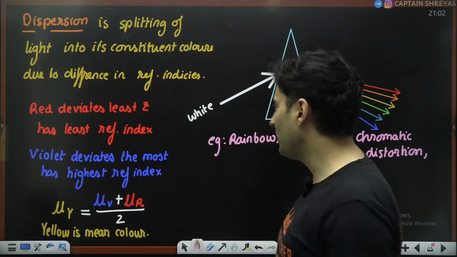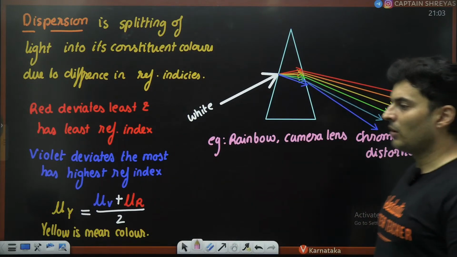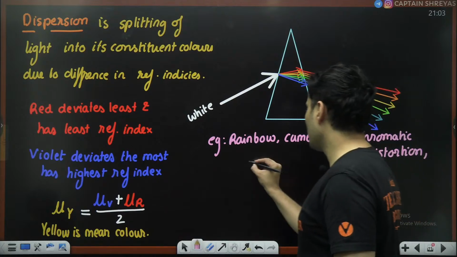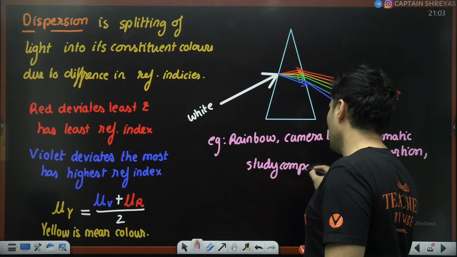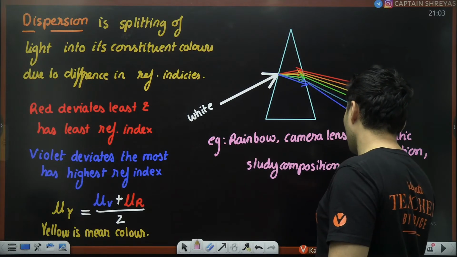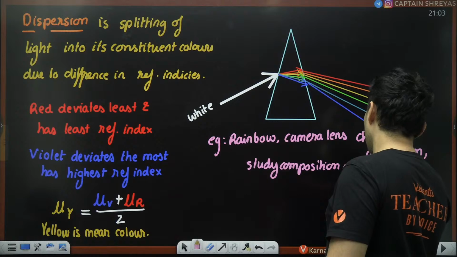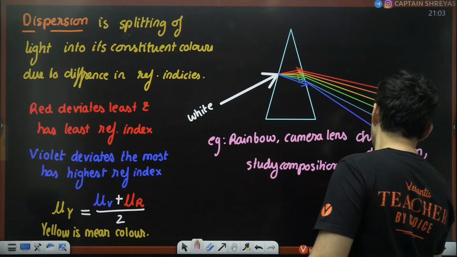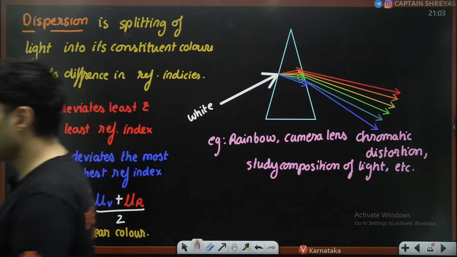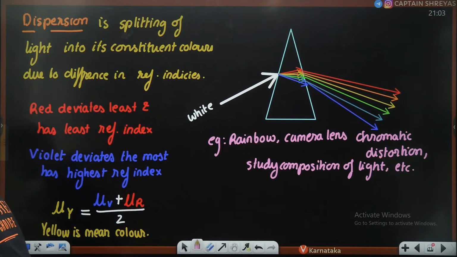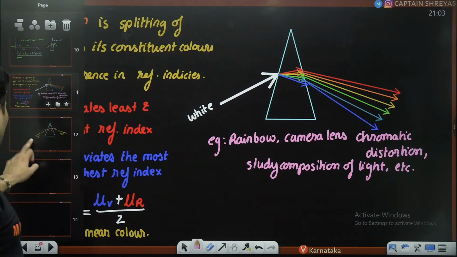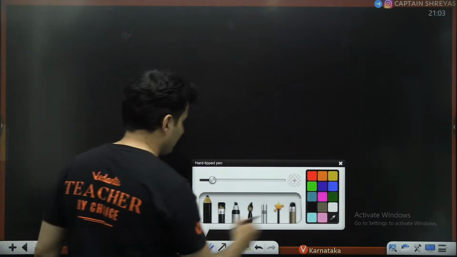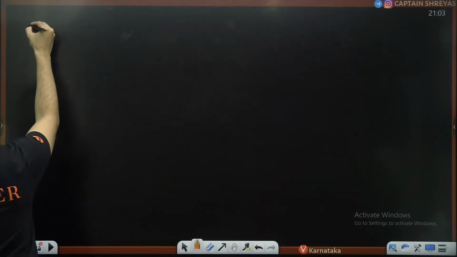So there are many more applications of dispersion, to study the composition of colors, to study the composition of the light, what it is made up of, etc. So these are some of the applications of dispersion and prism phenomena. Till this point absolutely clear? Okay, cool. So with this, I think we can start with some questions based on prisms. Let's start with some basic questions first.